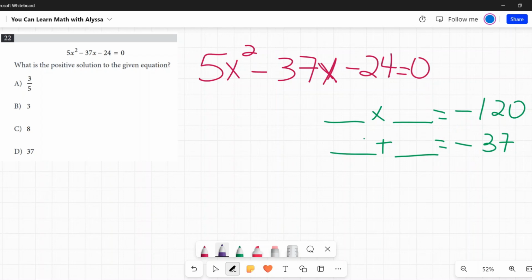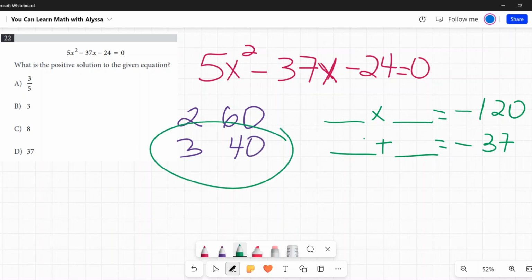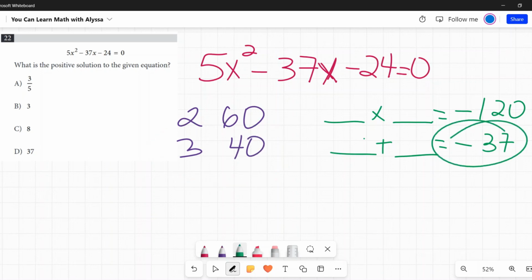So what goes into 120? 2 goes into 120 60 times. 3 goes into it 40 times. And right there, right off the bat, I'm like, wait, 3 and 40 are 37 apart. I think I found it already. So what if this was a negative 40 and a positive 3? Those would add together to get negative 37, and they would multiply together to get negative 120. So I've already found my answer. I don't have to go any further.